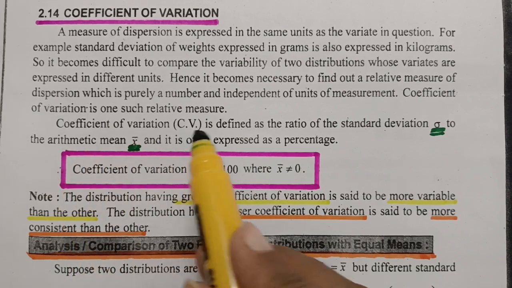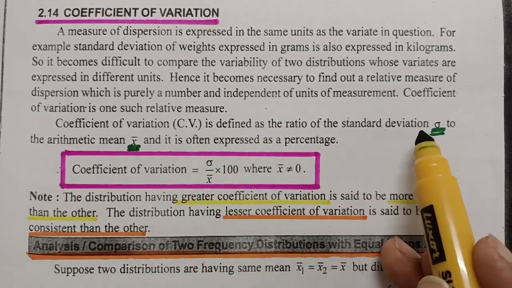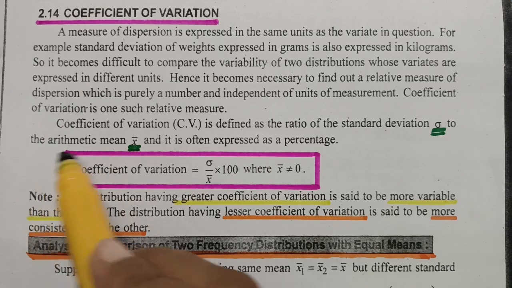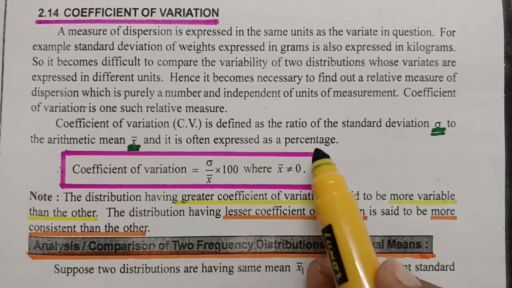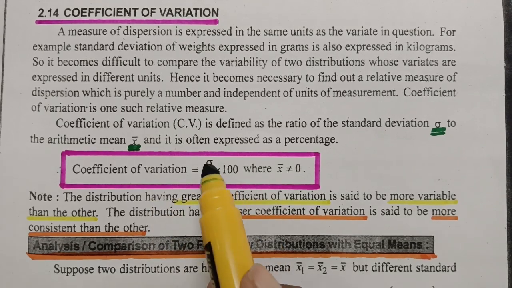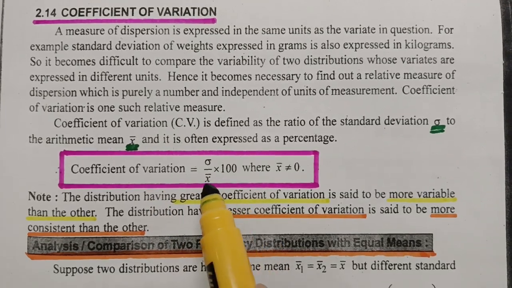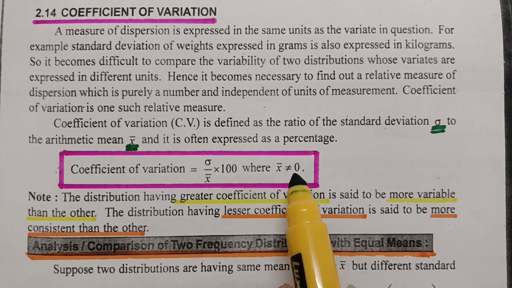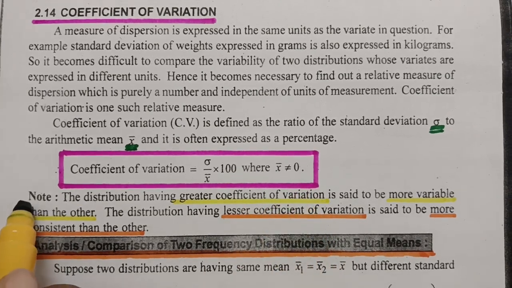Quotient of variation CV is defined as the ratio of the standard deviation sigma to the arithmetic mean x bar, and it is often expressed as a percentage. So here is the formula: quotient of variation is equal to sigma by x bar into 100, where x bar not equals 0.